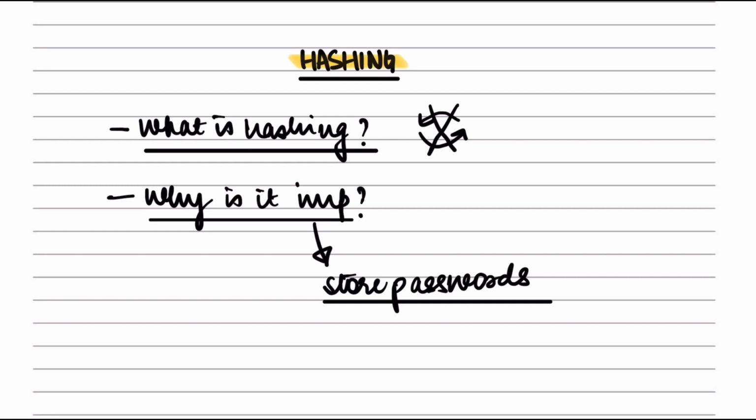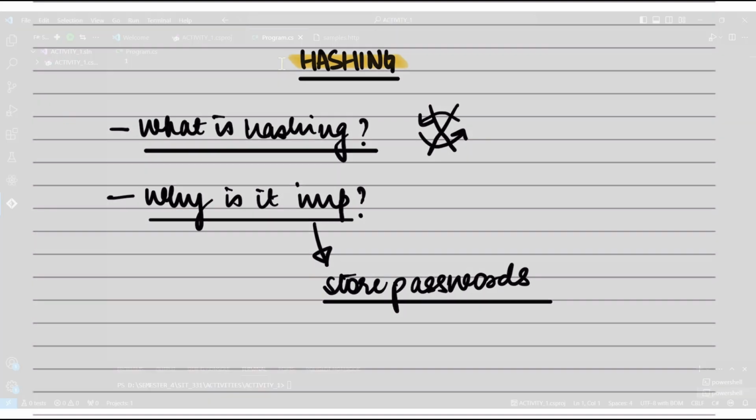Efficient data retrieval. Hashing is used in data structures like hash tables to provide efficient data retrieval. It allows for quick indexing and searching, making it a fundamental concept in computer science.